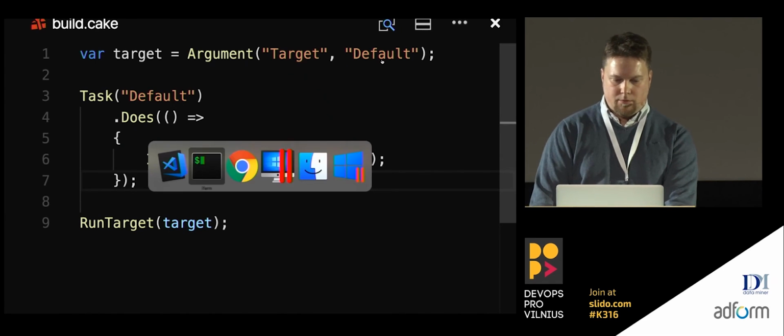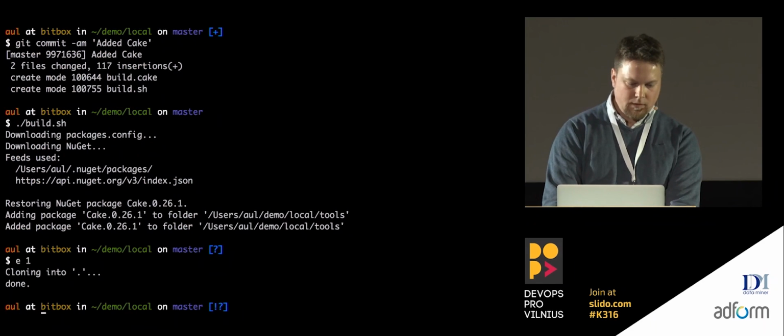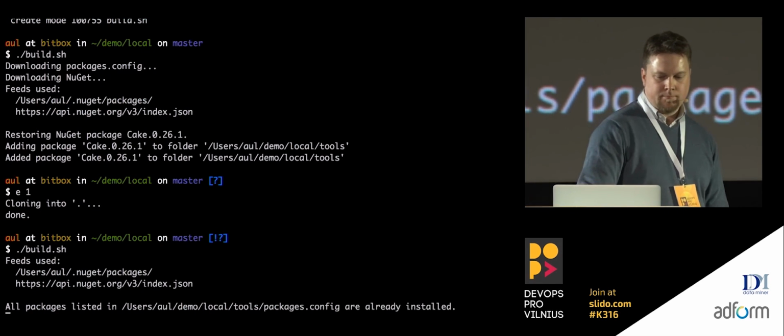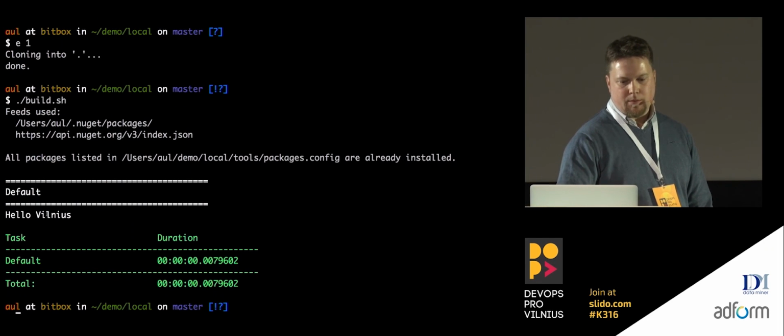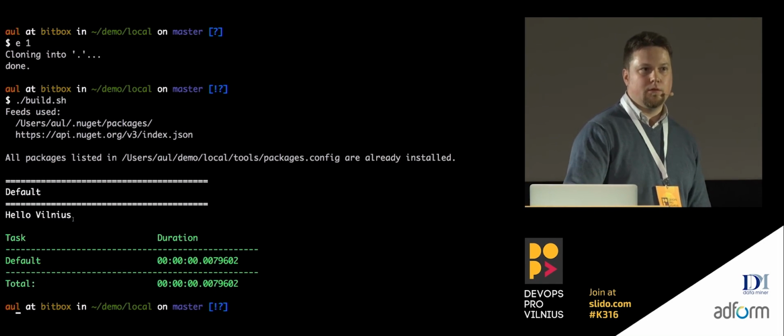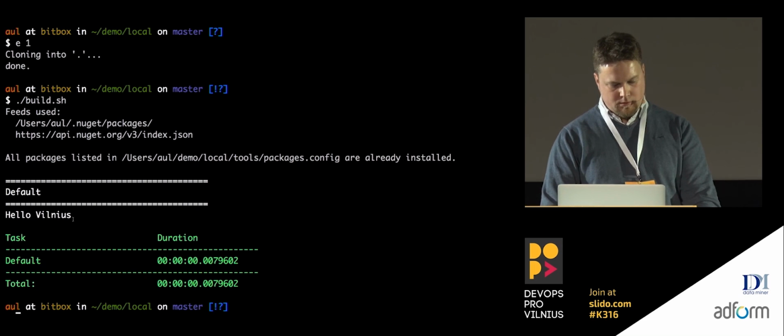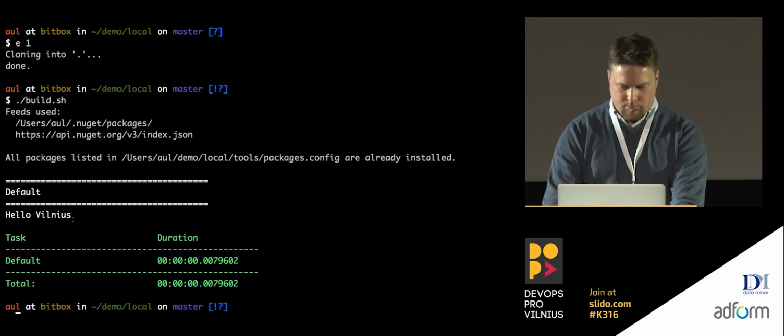So if we now run this, it has already downloaded Cake, so it should go a bit faster. You can see we now have hello Vilnius on the command line. We can commit that.